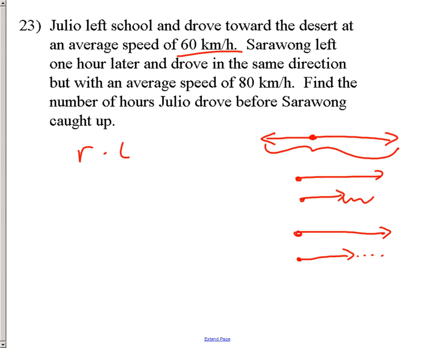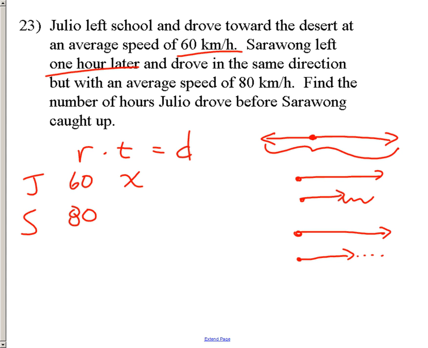rate times time equals distance, and we are dealing with Julio. And Julio left school and drove toward the desert at an average speed of 60 kilometers per hour. Sarah Wong left 1 hour later and drove in the same direction, but going 80. Find the number of hours Julio drove before Sarah Wong caught up. But Julio left an hour earlier. So when did Julio leave? I could put T here, but I'm just going to use X.